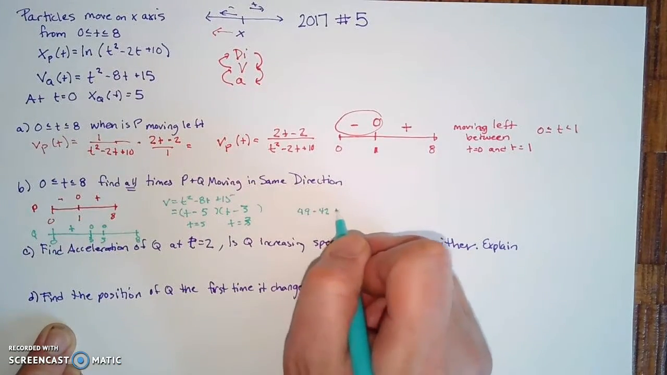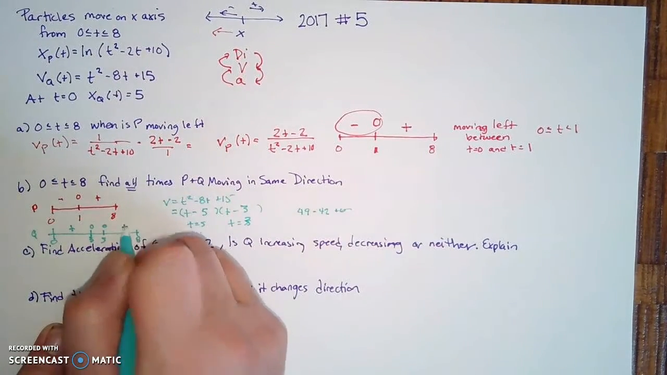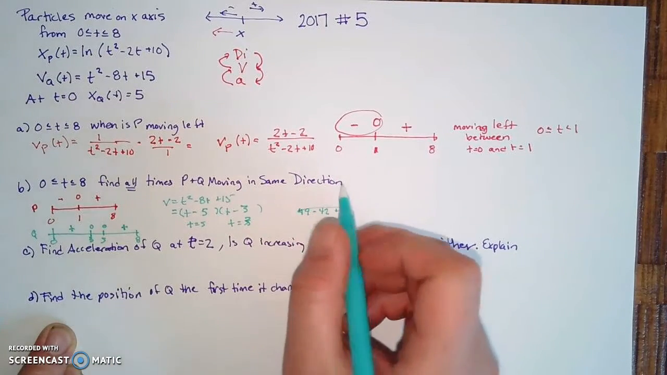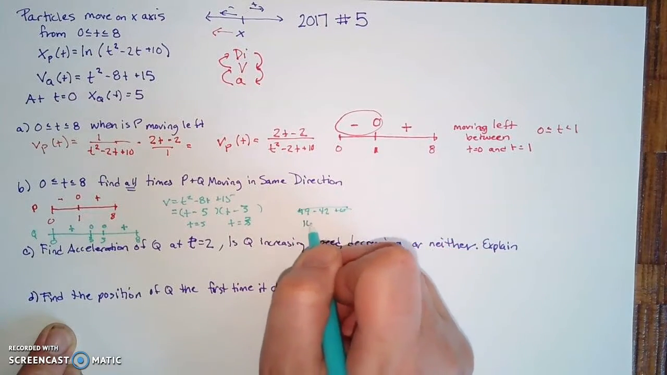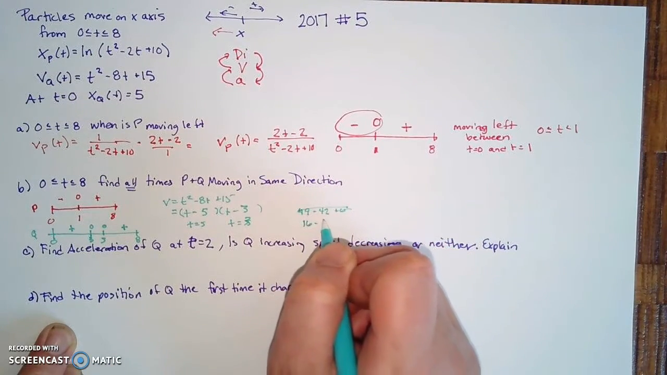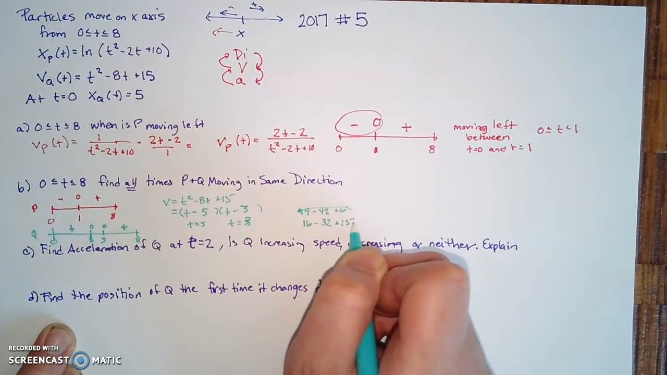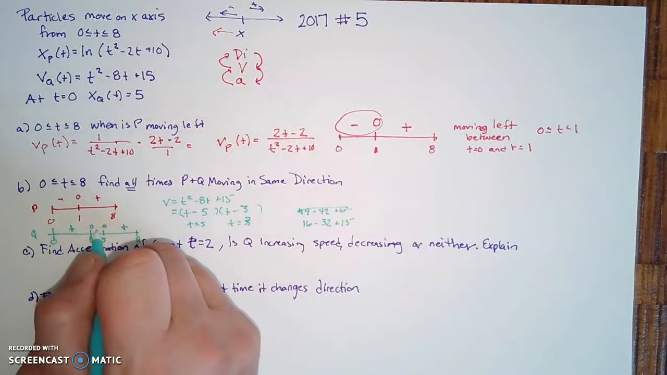42 plus 15. I'm going to get a positive answer here. I'm guessing I'm going to get a negative answer between 3 and 5. Let's put in 4. 4 squared is 16, 16 times 8 is 32, plus 15. 16 and 16 is 32, so I get a negative answer in there.